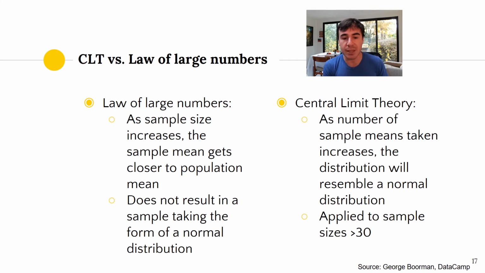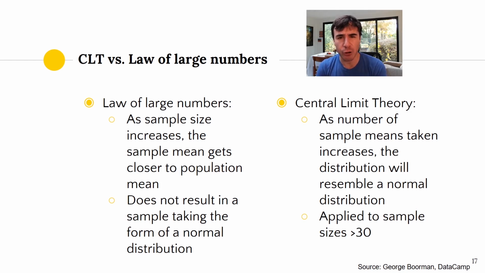But the central limit theorem says that as the number of sample means taken increases, the distribution will resemble a normal distribution. So if you take the average values and you plot them, the distribution of your sample averages is going to resemble a normal distribution, with the mean and standard deviation of that normal distribution resembling the true population mean and standard deviation.